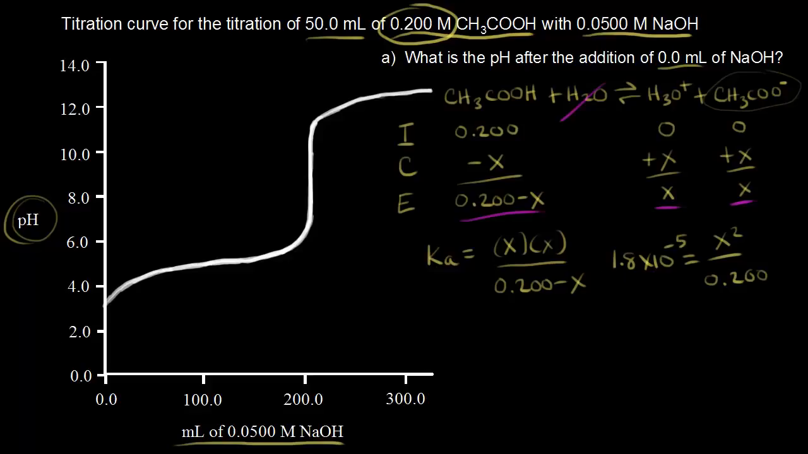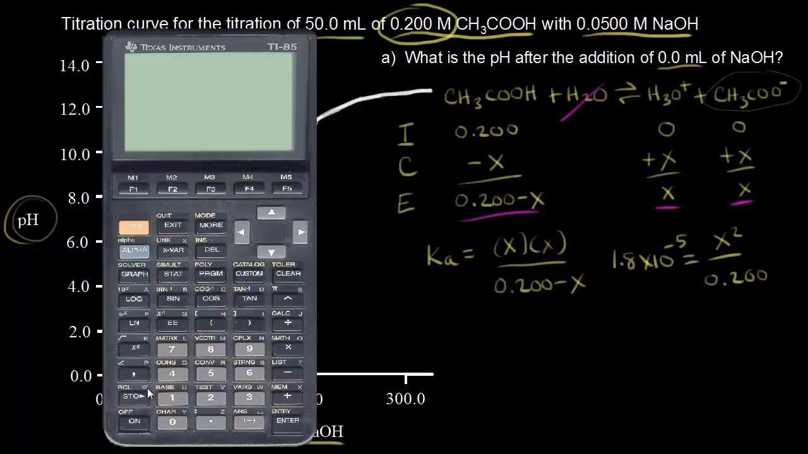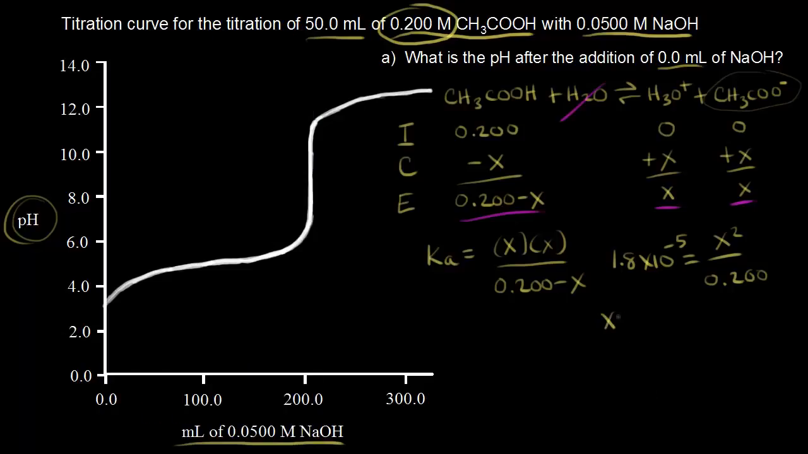So we can go ahead and solve for x. Let's get out the calculator here. So we have 1.8 times 10 to the negative 5, and we're going to multiply that by 0.200, right? So we get 3.6 times 10 to the negative 6. And then we need to take the square root of that. So the square root of our answer gives us x, and we can see x is equal to 0.0019. So let's write that down. X is equal to 0.0019. And remember, x represents the concentration of hydronium ions, right?